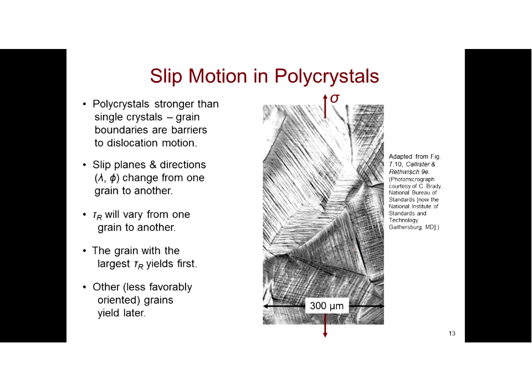All right. So that was for single crystals. How about slip motion in polycrystalline materials? That is, those that have more than one crystal grain in a sample. Turns out that polycrystals are in fact stronger than single crystals. And the reason is because of their grain boundaries. Those grain boundaries are barriers to dislocation motion.